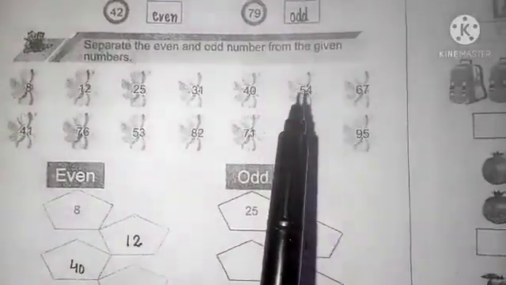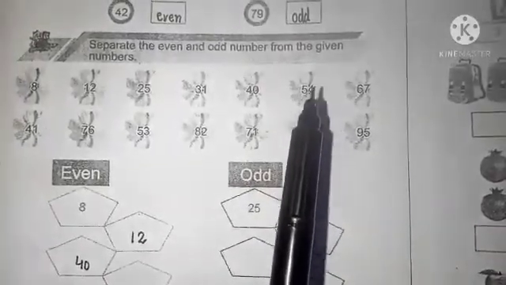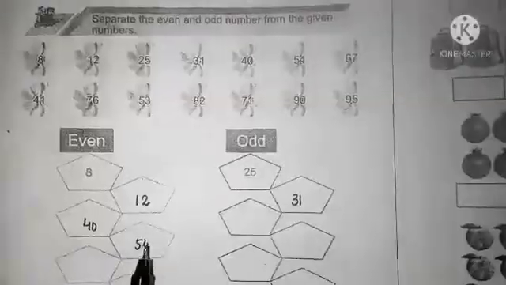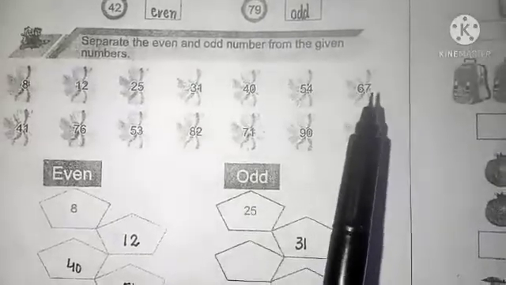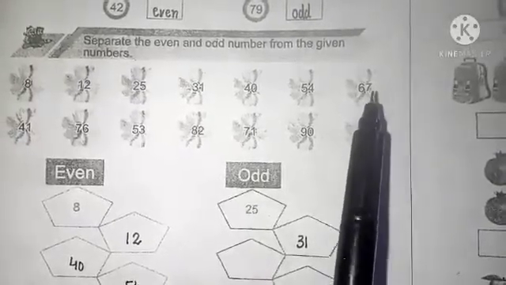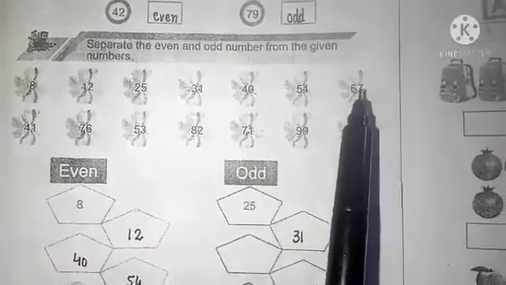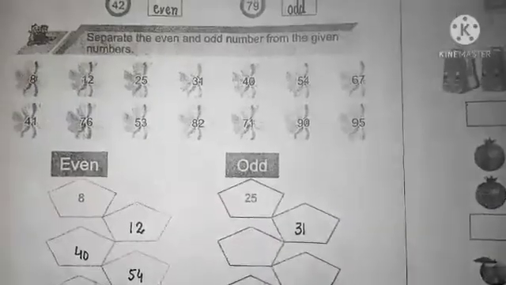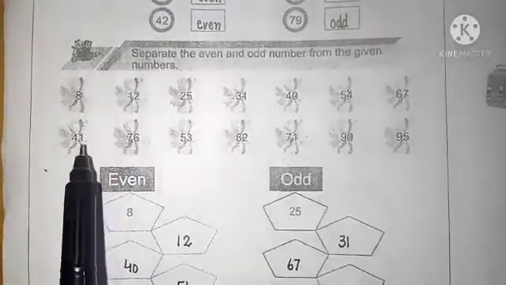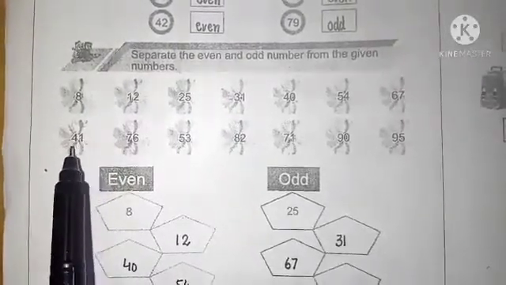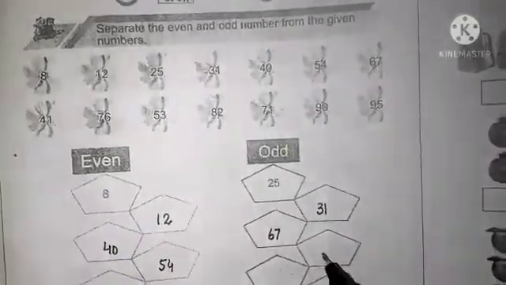The next number is 54. 54 has 4 in its ones place. 54 is also an even number. We will put the 54 into the evens column. The next number is 67. 67 has 7 in its ones column. So 67 is an odd number. We will put the 67 into the odds column. The next number is 41. 41 has 1 in its ones column, so it is also an odd number. We will put the 41 into the odds column.